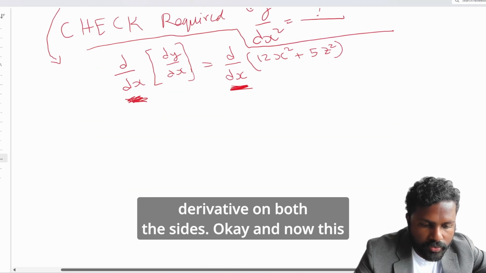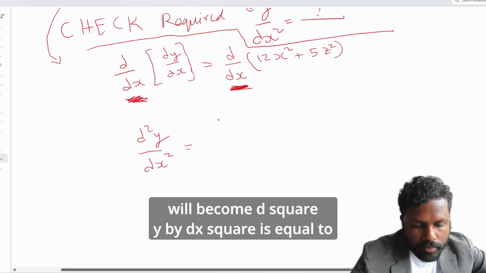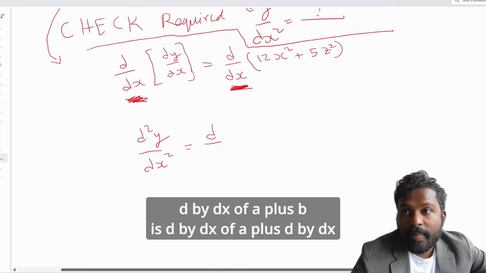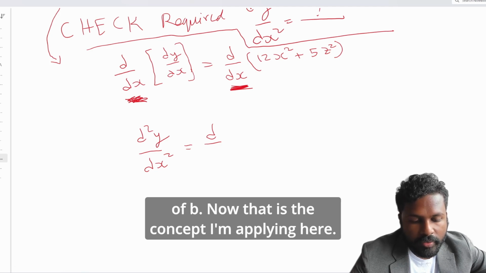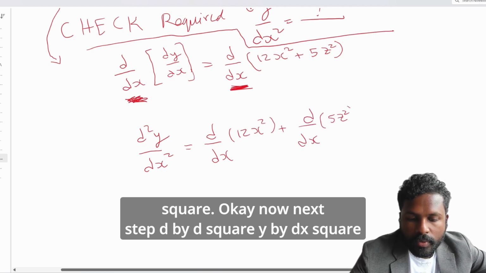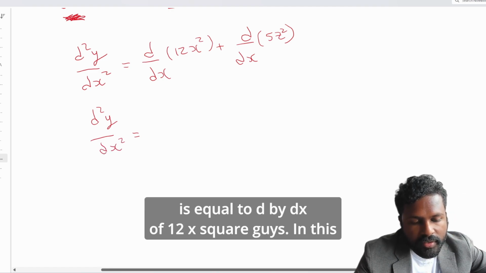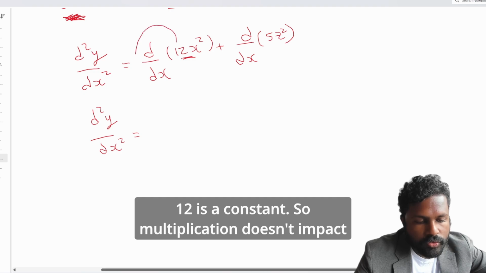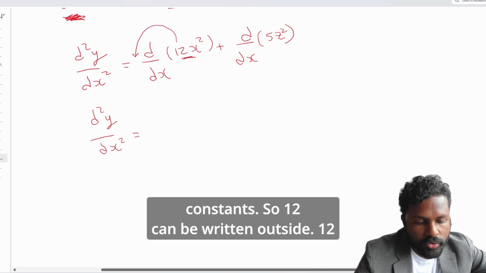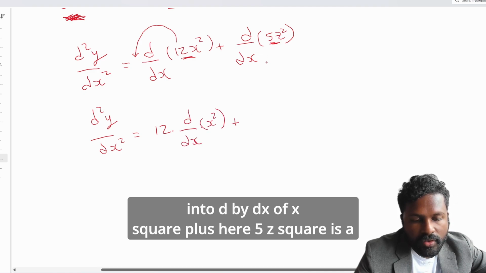Okay. And now this will become d square y by dx square is equal to d by dx of a plus b is d by dx of a plus d by dx of b. Now that is the concept I'm applying here. d by dx of 12x square plus d by dx of 5z square. Okay. Now next step, d square y by dx square is equal to d by dx of 12x square, guys. In this 12 is a constant, so multiplication doesn't impact constants. So 12 can be written outside. 12 into d by dx of x square plus here 5z square is a constant as a whole.